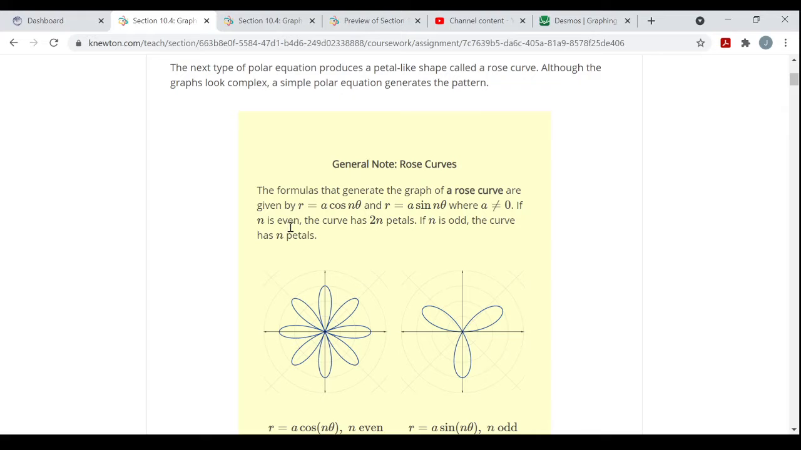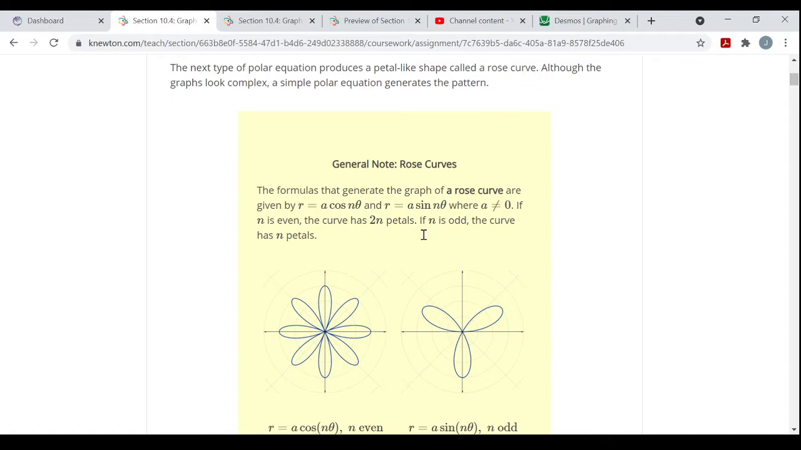If n is even, so if you have the cosine of 2 theta or the sine of 4 theta, the curve will have 2 times n petals, double that number of petals. And the petals are just these loops that come back on themselves, the petals of the quote-unquote rose. So if you have cosine of 2 theta, 4 theta, 6 theta, 8 theta, or sine of 2 theta, 4 theta, 6 theta, 8 theta, the number of petals will be double that number. So the sine of 4 theta, that graph would have 8 petals. The sine of 6 theta, that graph would have 12 petals.